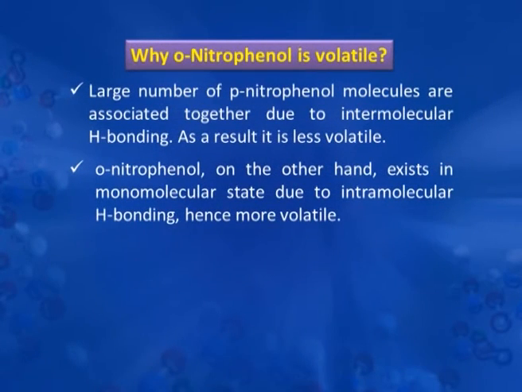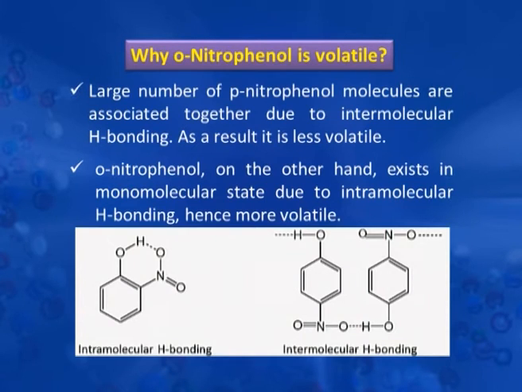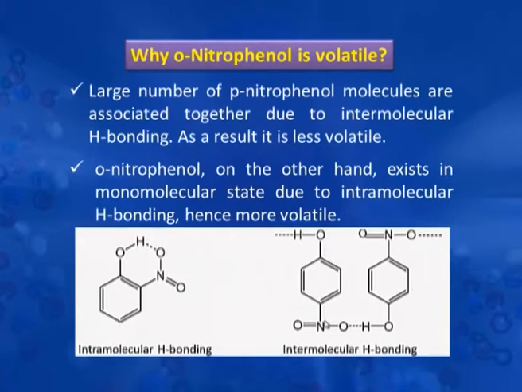For the separation, a very simple method is steam distillation of the mixture of ortho and paranitrophenol. Actually, orthonitrophenol is steam volatile, whereas paranitrophenol is not. The reason behind it is the association shown by orthonitrophenol and paranitrophenol. In this particular slide, you can see that paranitrophenol is associated to each other with the help of intermolecular hydrogen bonding, whereas in case of orthonitrophenol, it is the intramolecular hydrogen bonding which is present.